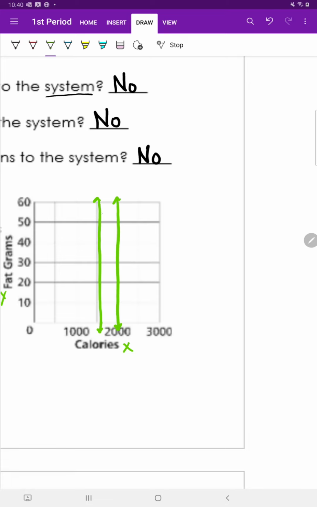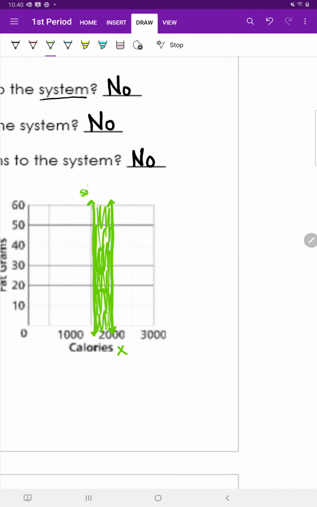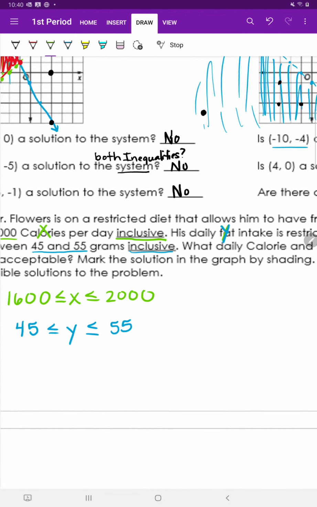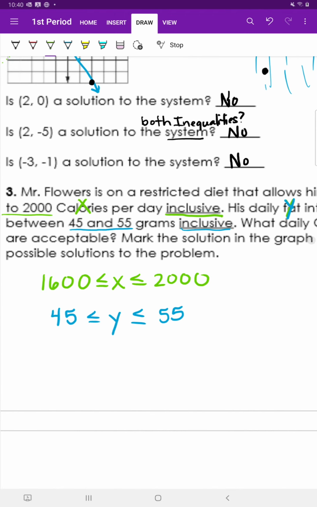And this area in between represents the solution to that inequality. It represents all of the X values in between 1,600 and 2,000. Notice how I shaded in between. Another thing I want to point out is I used a solid line. That's because it's inclusive. It's because we have equal signs along with our inequalities. The next inequality says that Y has to be in between 45 and 55.